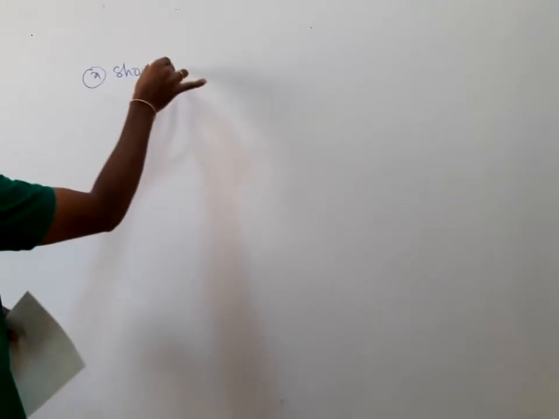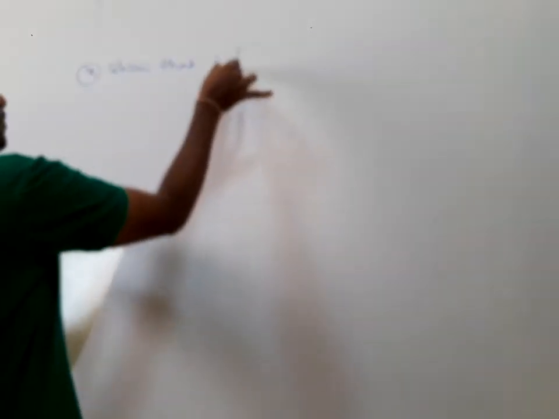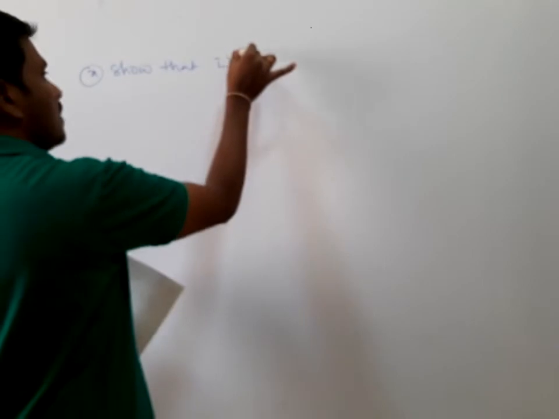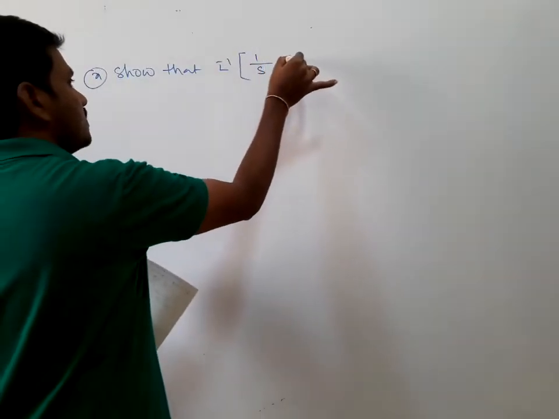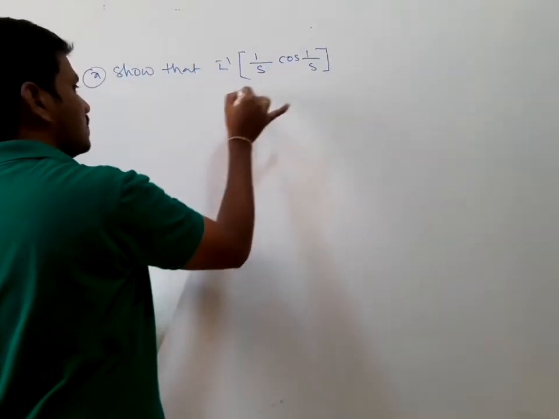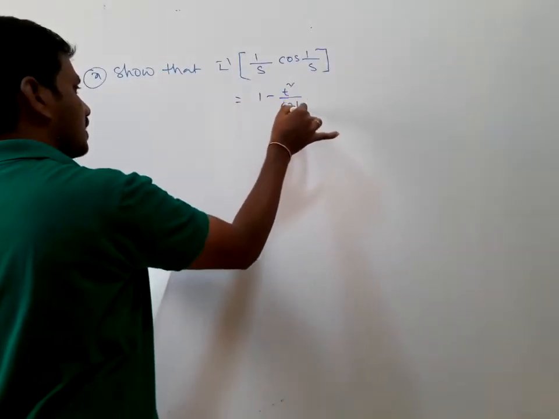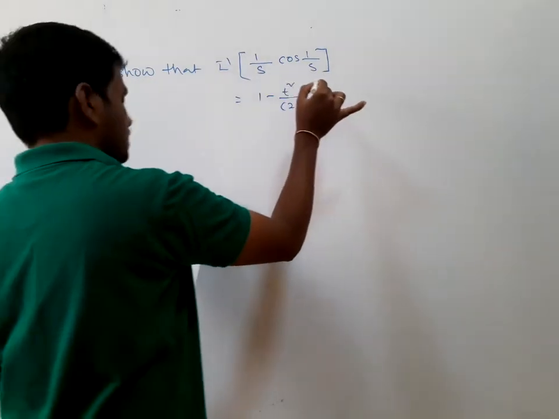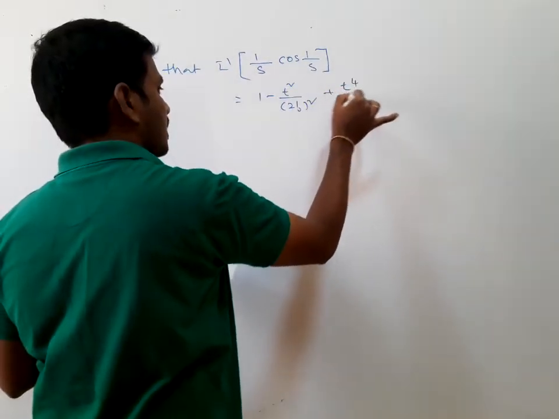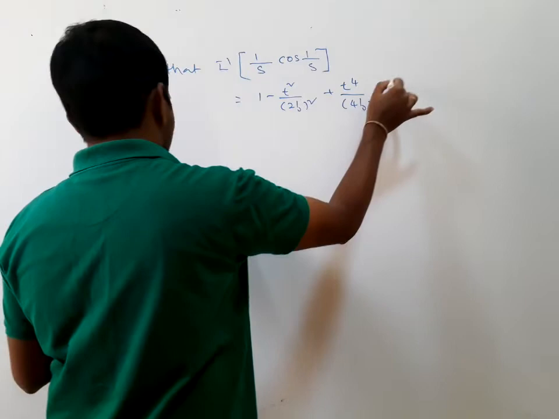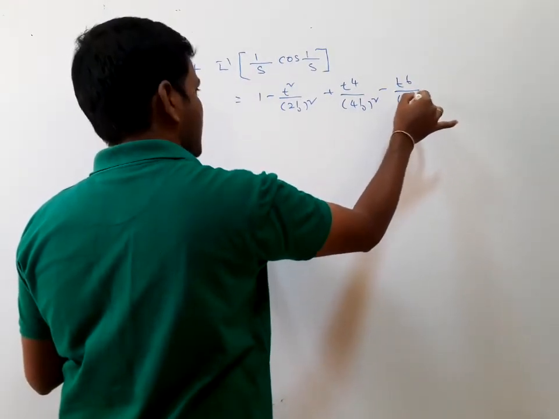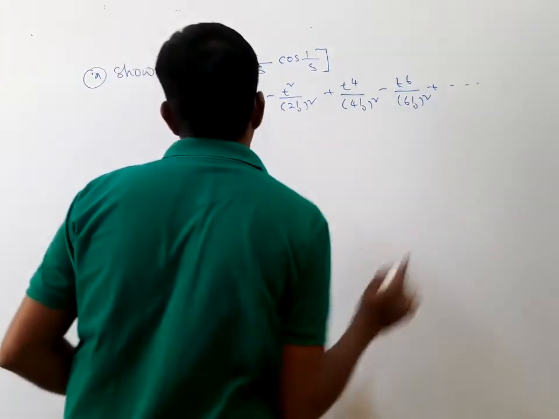Next one, 10th one, show that the inverse Laplace transform of 1 by s cos 1 by s is equal to 1 minus t square divided by 2 factorial whole square plus t to the power of 4 divided by 4 factorial whole square minus t to the power of 6 divided by 6 factorial whole square plus so on.